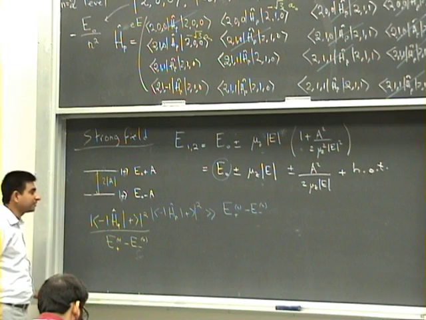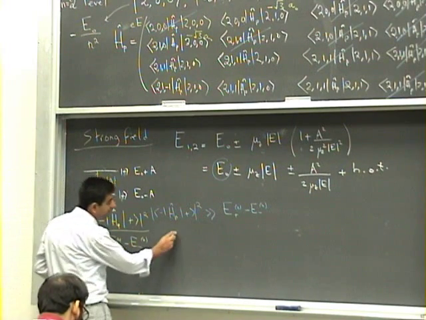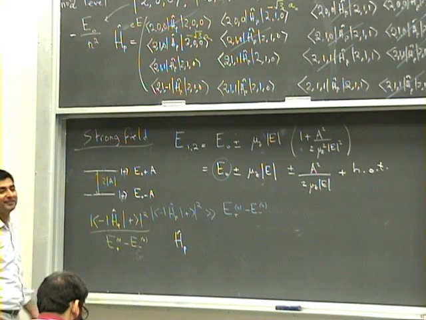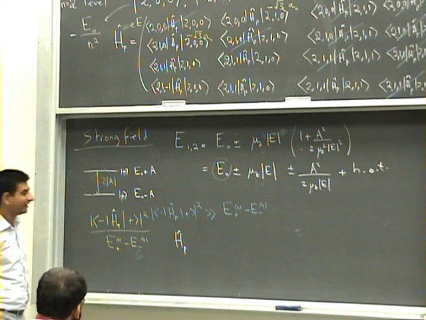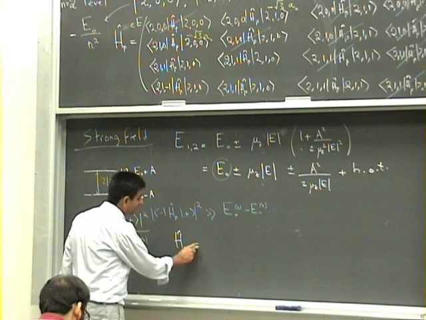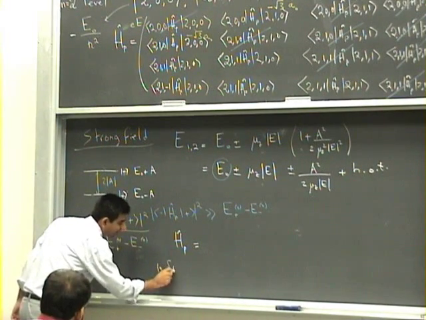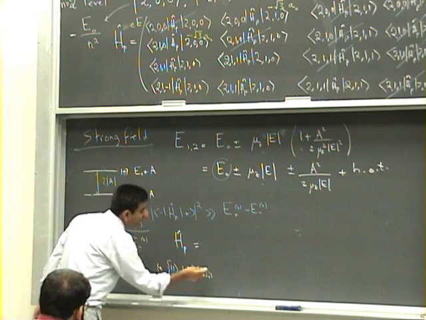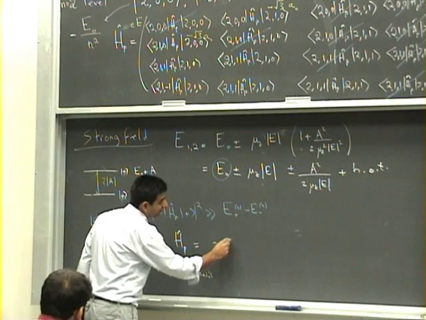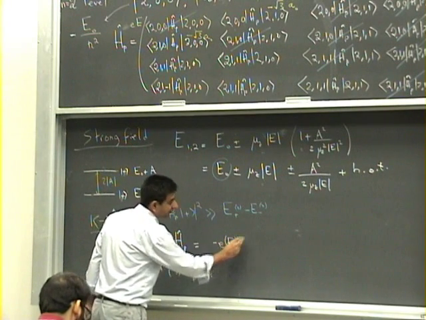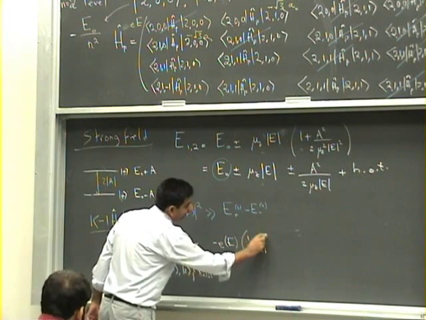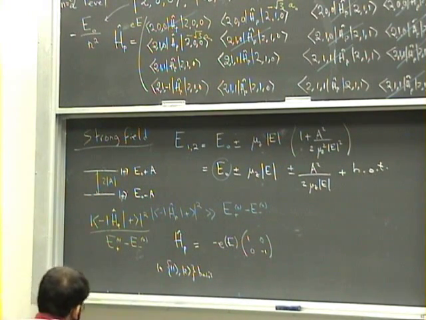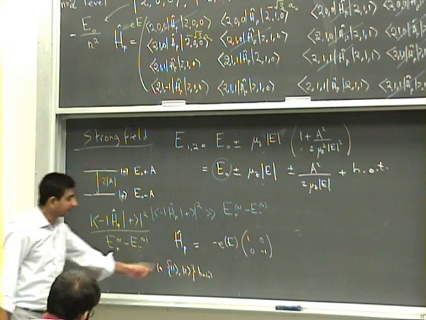Okay, so how does degenerate perturbation work? Degenerate perturbation simply works by writing down the perturbative Hamiltonian in some basis and finding its eigenvalues. Let's write this in the ket 1, ket 2 basis. We've already done that. It's minus capital E mu sigma z, which is the matrix 1, 0, 0, minus 1. This is our perturbation Hamiltonian in the ket 1, ket 2 basis.